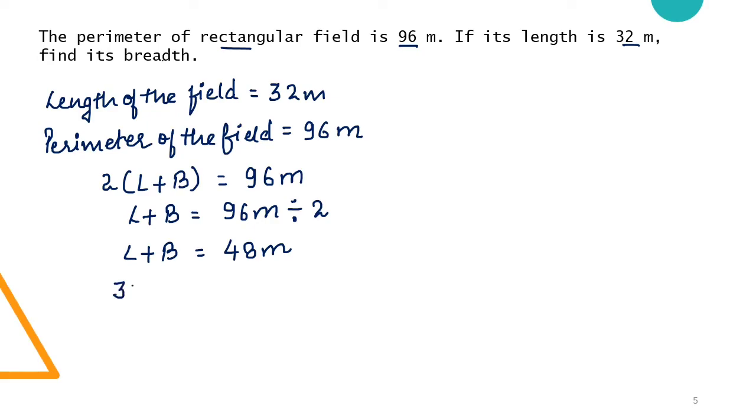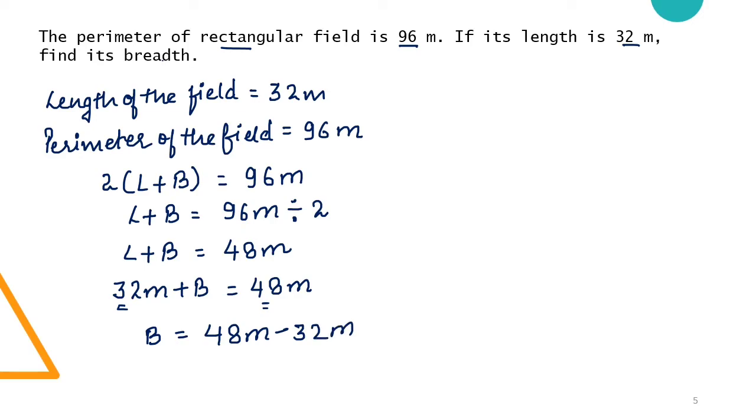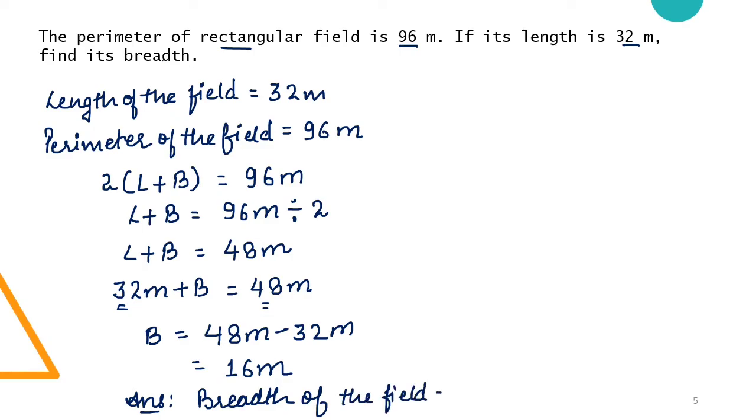Now length is given to us, that is 32 meter, plus breadth, it is equal to 48 meter. Now to find out the breadth of the field, we will subtract this length from 48. So breadth will be equal to 48 meter minus 32 meter. So it will be 16 meter. Therefore, answer is breadth of the field is 16 meter.